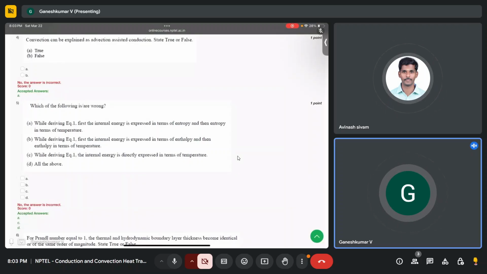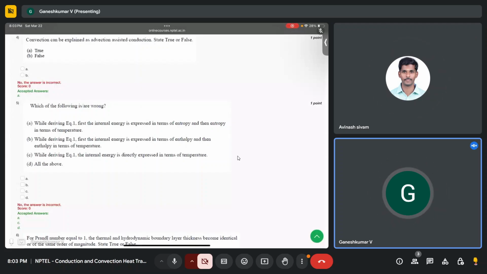Okay, maybe what you can do is formally request this in the forum. They will look at it. They might already be looking at it, but I request you to write an email in the common forum telling them that there is some inconsistency with the accepted answers, and ask them to please look into it. Okay, sir, I'll do it, sir.